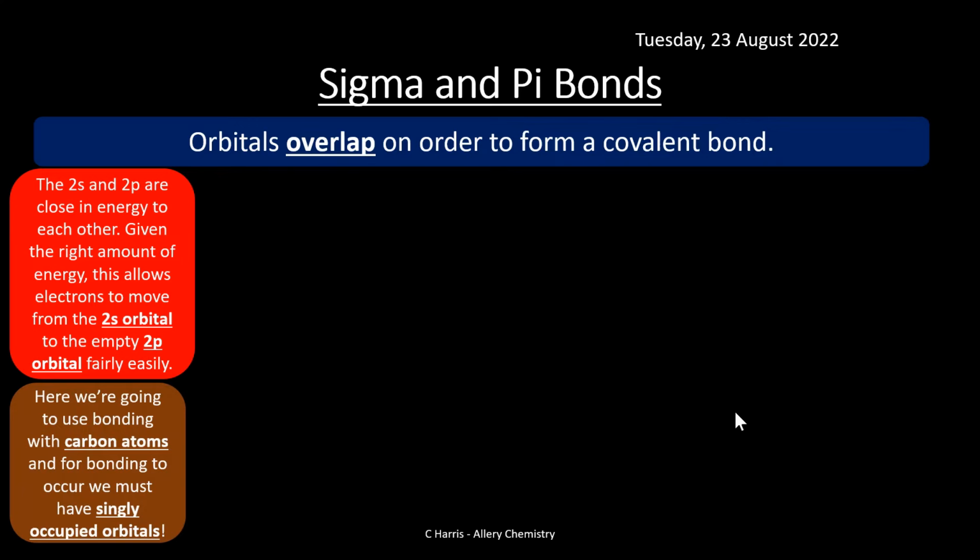So in this example, we're going to be using bonding with carbon atoms. And for bonding to occur, covalent bonding to occur, we must have singly occupied orbitals. That's really important. So in other words, if we use that bus analogy again, in order for a bond to occur in an atom, there must be a free seat upstairs, with nobody sitting in it at all. So it's the same with this. In order for something to happen, you must have a singly occupied orbital.